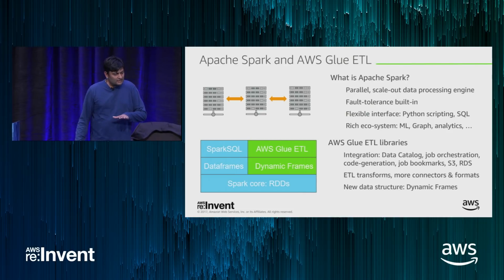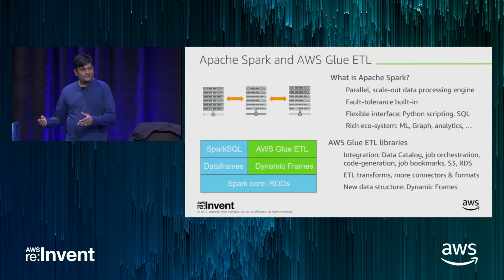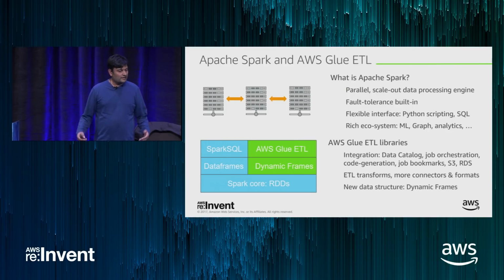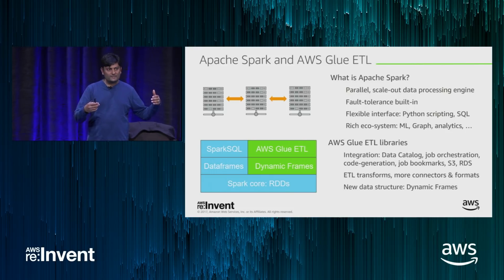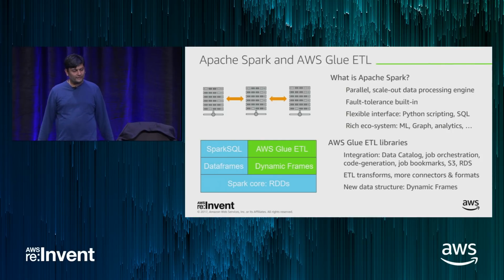At the core of Spark are these data structures called RDDs. They're basically collections of data that are resilient, distributed data sets. That's what they stand for. And on top of RDDs, they've built DataFrames, and on top of DataFrames, they have a whole bunch of transforms that are basically SQL-based transforms that Spark SQL offers.